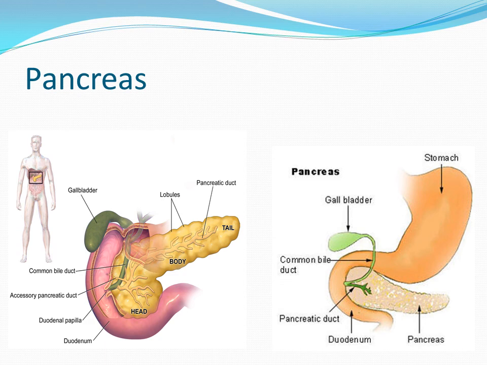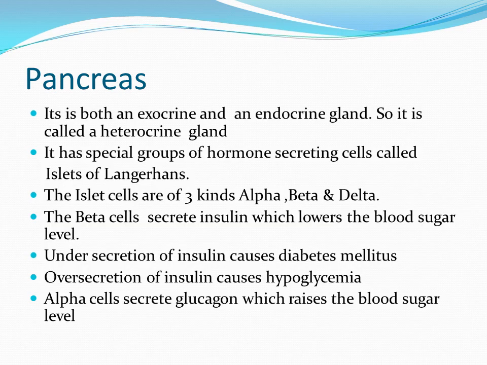Pancreas is an elongated flattened organ which lies posterior and inferior to the stomach, attached to the first part of the small intestine, the duodenum. The pancreas is a heterocrine gland. It is both an exocrine and an endocrine gland.